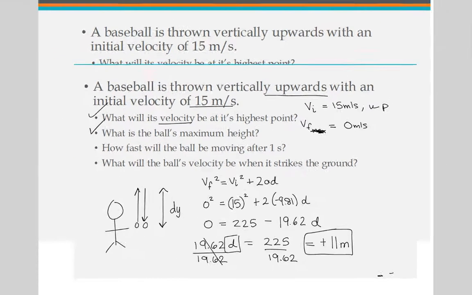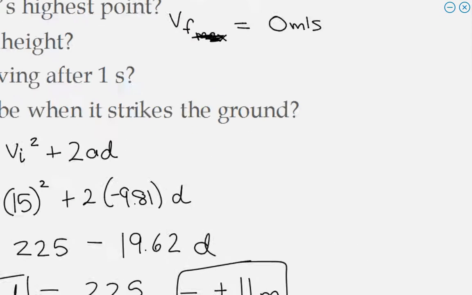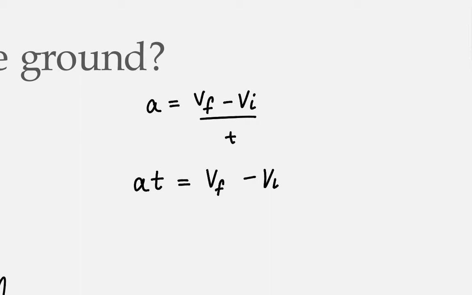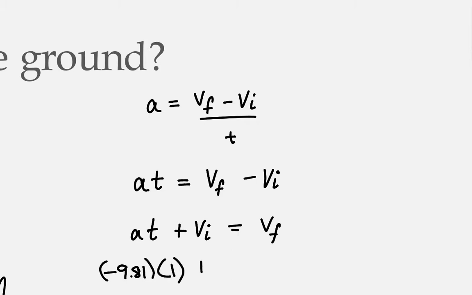If you want to use a formula, instead of just thinking about it, you'd want to go with this one. A equals VF minus VI over T. Multiply both sides by T. And then you want to add VI to both sides. And then you can see how this works. Negative 9.81 times how many seconds? Just 1. And then you just have to add that initial velocity of 15. You'll get VF.